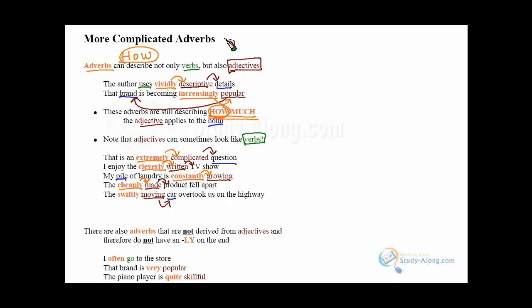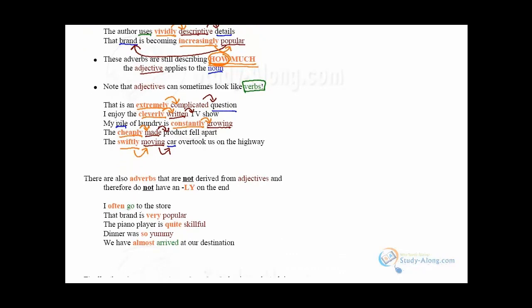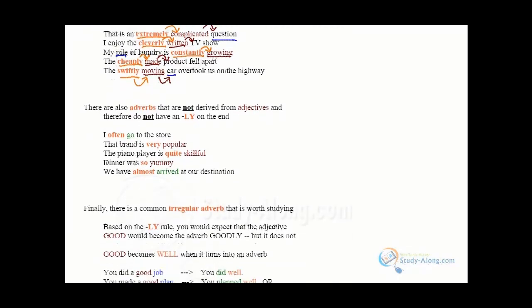Now, how was the car moving? The car was moving swiftly, so swiftly is an adverb describing the adjective moving. It's telling us how fast the car was moving. All right, so you can see that adverbs are often used to describe adjectives. So that's one kind of slightly more complicated adverb.